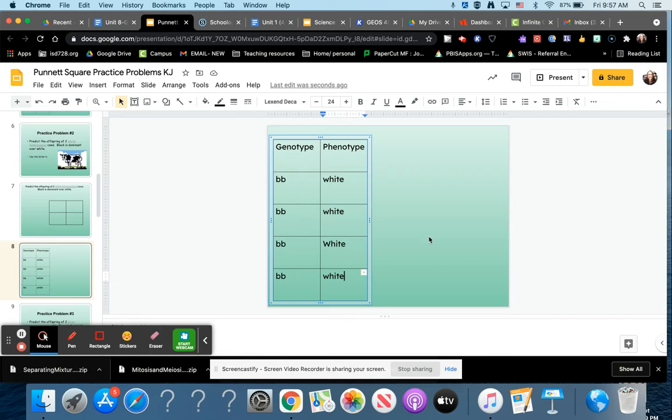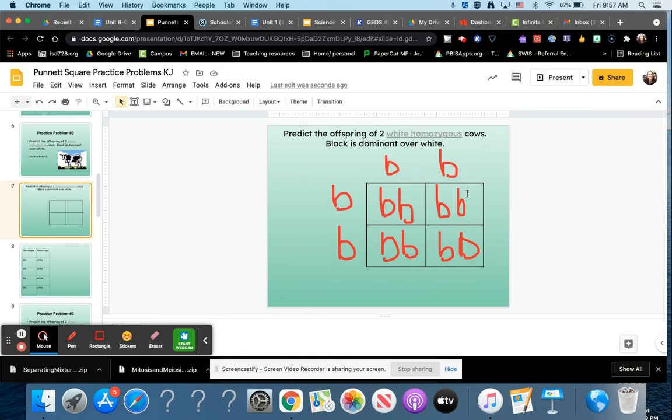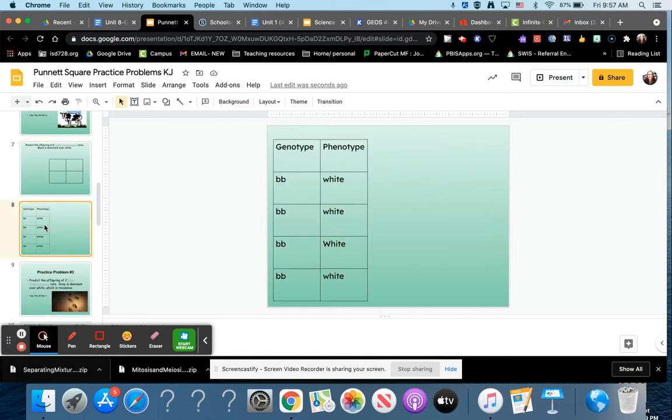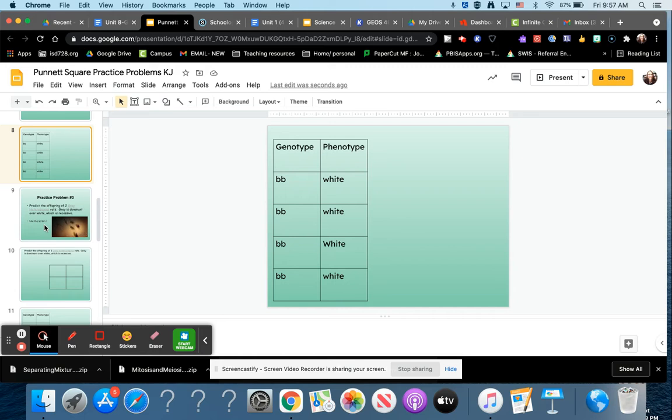And this is what happens when both parents are showing a recessive trait. The offspring also are going to show that recessive trait because there's not another option, right? They all are going to get both recessive traits, one recessive allele from each parent. So these cows would 100% have offspring with the recessive trait.